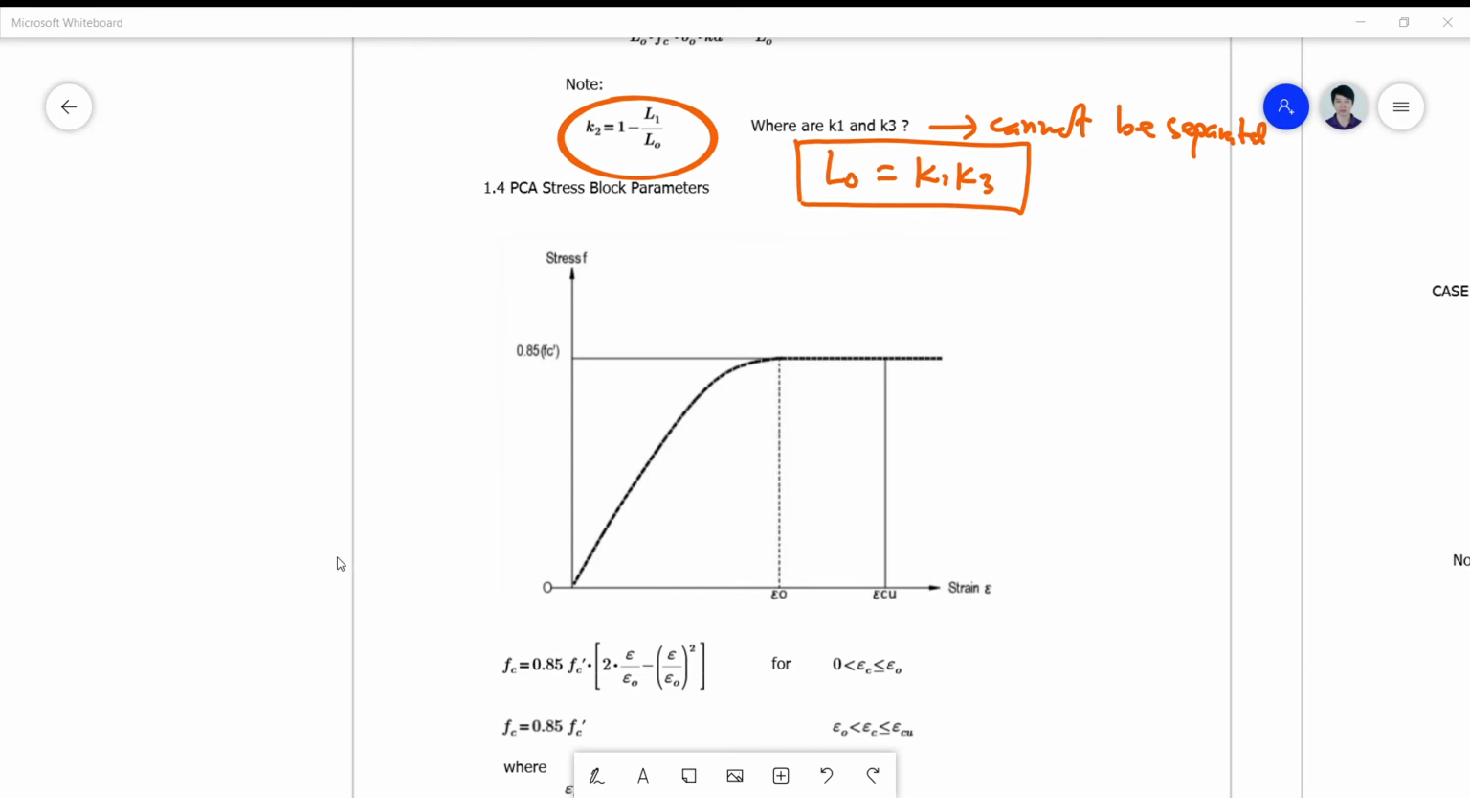Ano yung PCA na sinasabi? Ha? Miss Samantha. Si Samantha, tanungin natin siya. Ano yung ibig sabihin ng PCA, Samantha? Portland Cement Association po, sir.